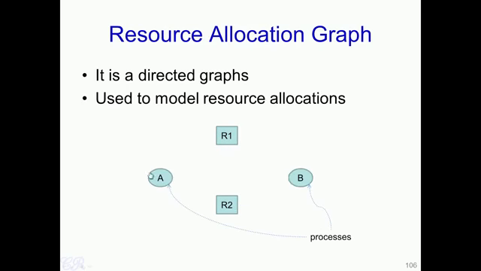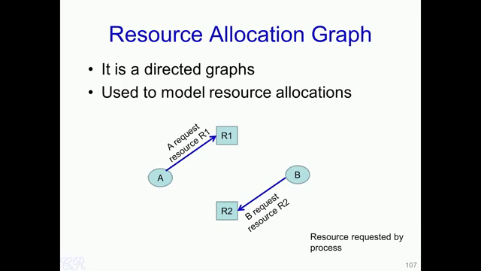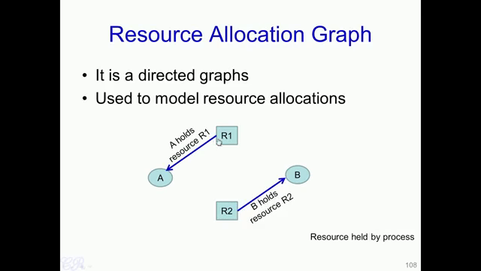These requests are made to the operating system, and if possible the operating system will then allocate that resource to the corresponding process. When that happens, the graph will look like this. Essentially, the direction of the arrow has changed. Now, the arrow moves from R1 to A, indicating that A holds resource R1. Similarly, the arrow from R2 to B indicates that B holds resource R2.